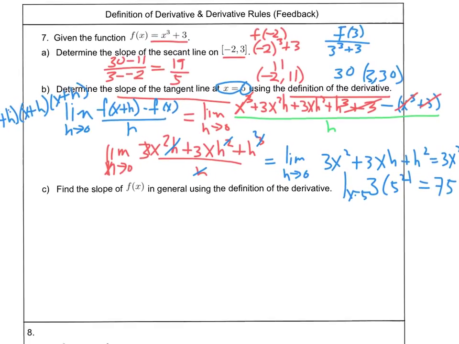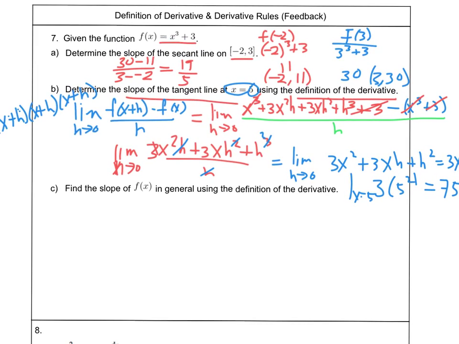Find the slope of f of x in general using the definition. Well, we just did that actually. That's what we did when we got to 3x squared. So if you took this in terms of the definition of derivative, you already would have gotten the answer for part C.